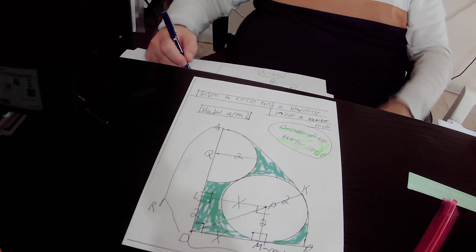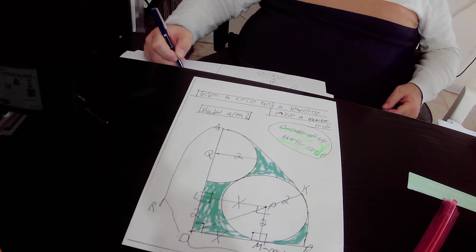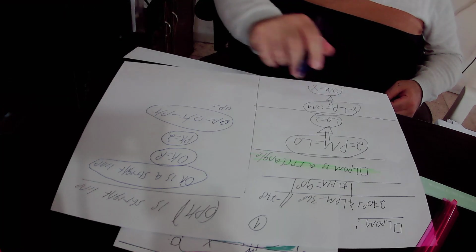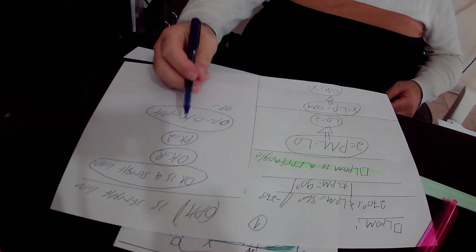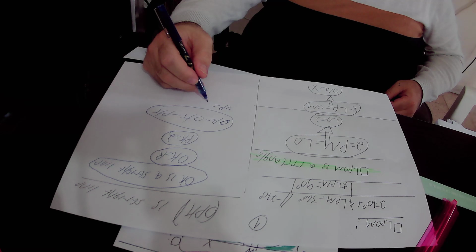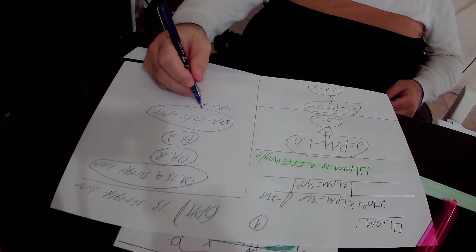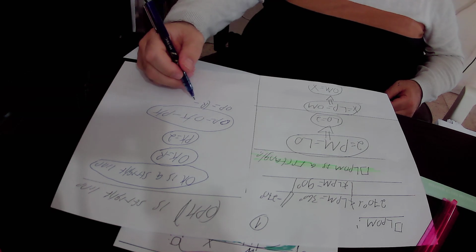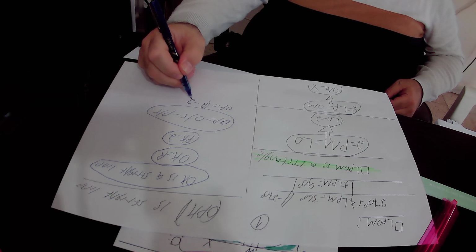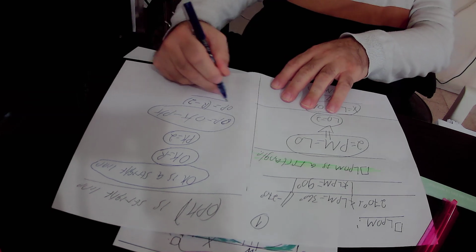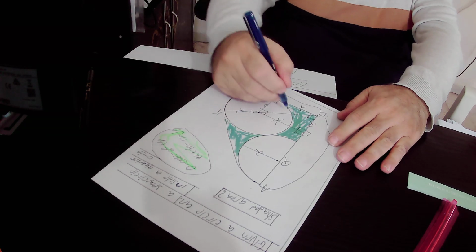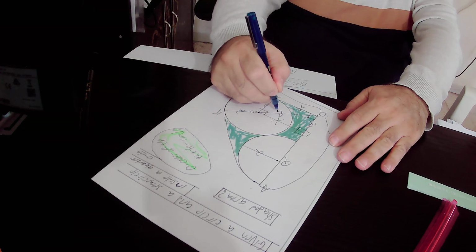So OP equals OK minus PK. OK equals capital R, that is the radius of the quarter circle. So we substitute OK by capital R, minus PK. PK equals 2 units, it is the radius of the circle. So in conclusion, we found out that OP equals capital R minus 2.